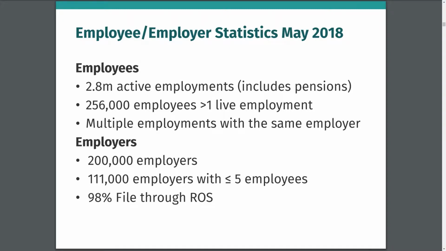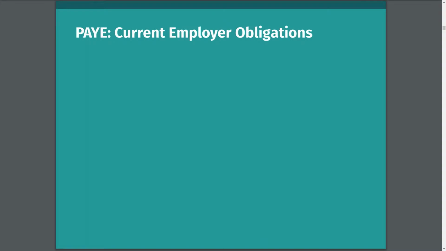To give you an idea, and I suppose just going along with what Paul has already given you on some stats, we have 2.8 million active employments, and 256,000 of those employees are currently listed as having more than one live employment. And certainly there's a significant amount of them that have multiple employments with the same employer. We have 200,000 employers, and 111,000 of those employers have less than 5 employees. And that is something that we're cognizant of in terms of how we have designed the system, particularly for those that may not be using payroll software. 98% of those employers are currently filing with us through ROS.